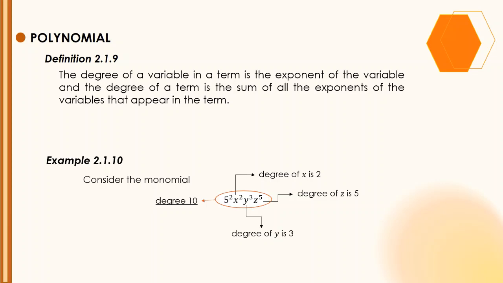And take note, the constant polynomial negative 3 is of degree 0. So, any constant polynomial, ang degree niya is 0 since negative 3 can be equal to negative 3x to the power of 0. Anything na variables na may exponent na 0 is equal to 1. So, any constant polynomial, ang degree niya is 0.